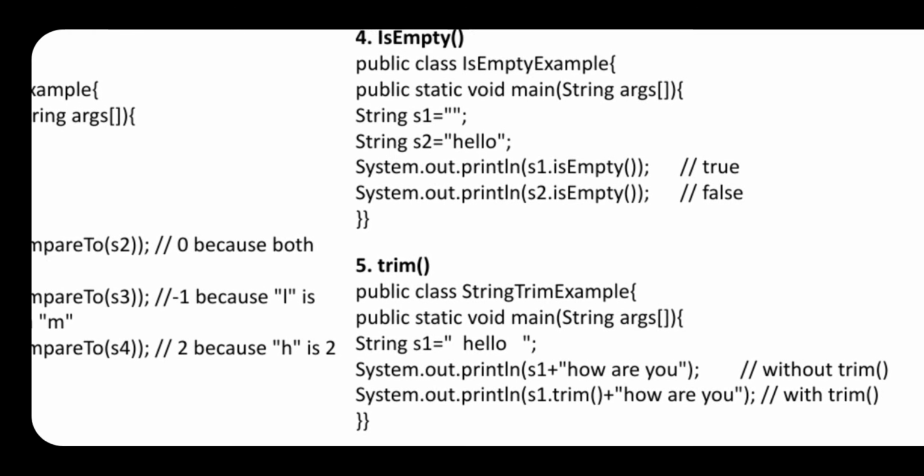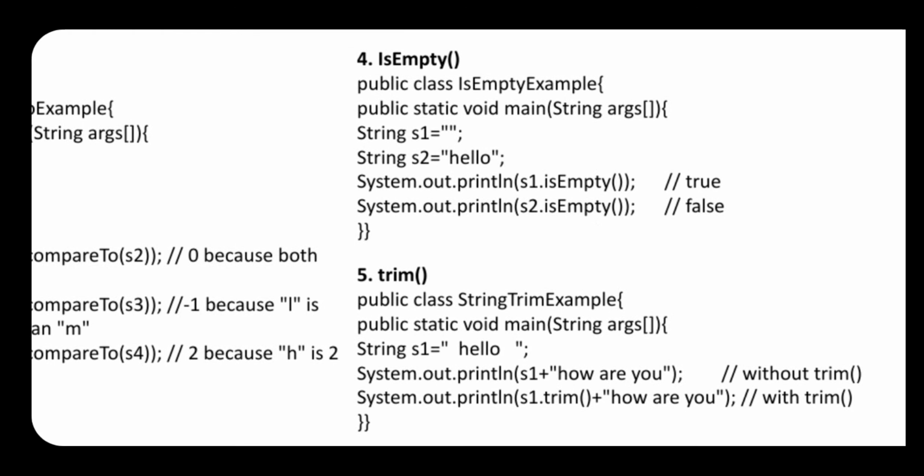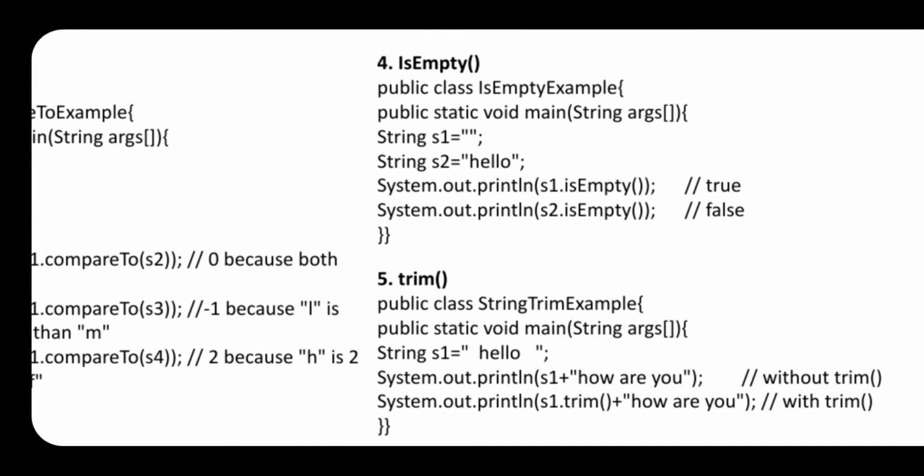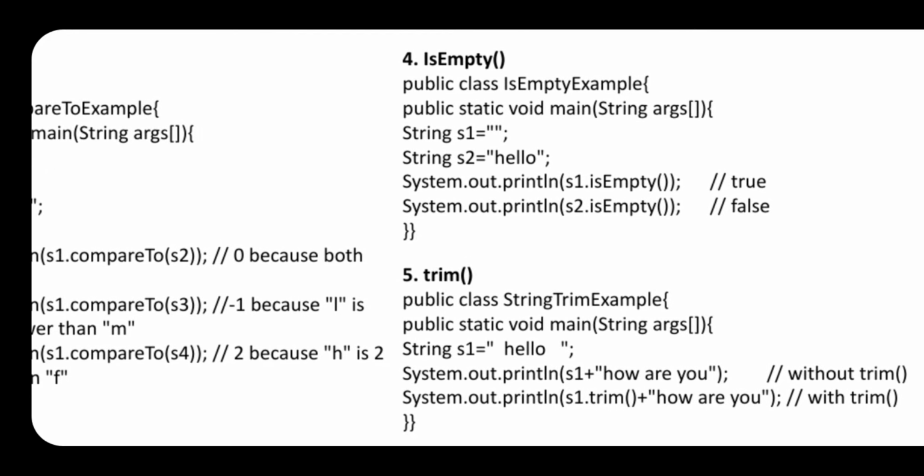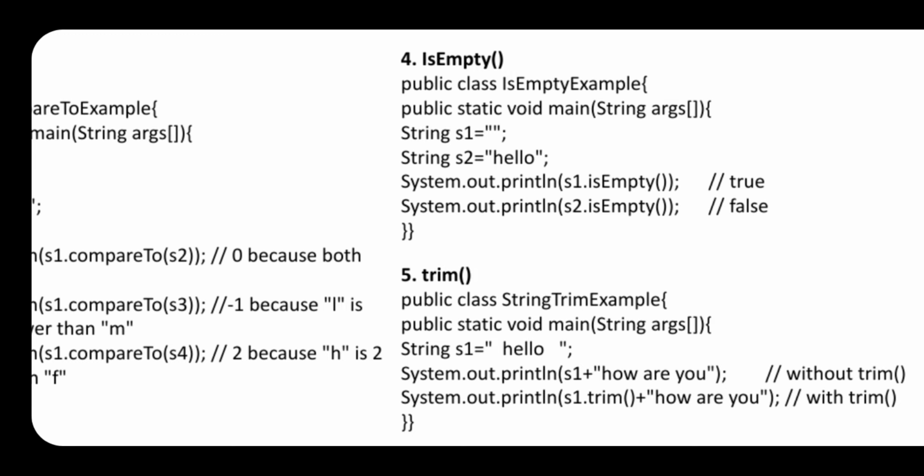Then we will move to the next statement, that is trim. Trim means, as I already said, white spaces will be removed from the given string. So s1 is equal to "hello", System.out.println s1 plus "how are you". This is without trimming because you have not used any function here. So it will be displayed with spaces at the back as well as the front. So "hello how are you" will be displayed, but between "hello" and "how are you" there is a lot of space, and before "hello" also you will have many spaces.